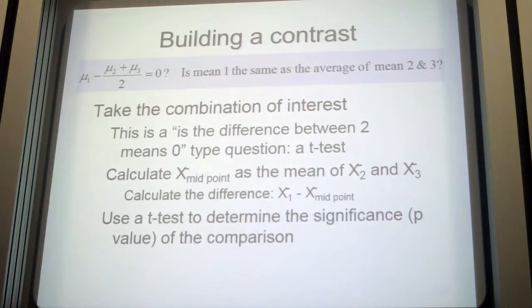You take the midpoint, the average of means 2 and 3, and ask, is the difference of mean 1 minus mean 2, is that on average 0? A t-test against a hypothesized mean of 0.